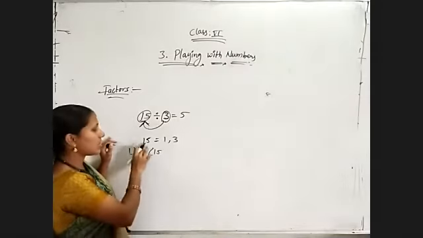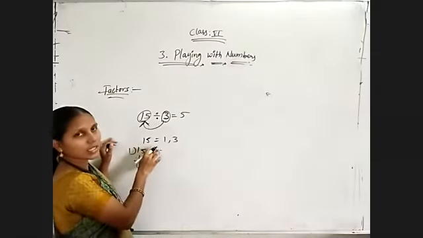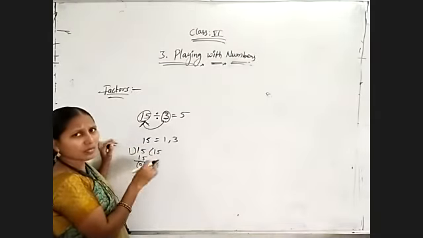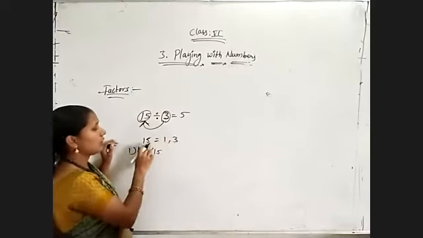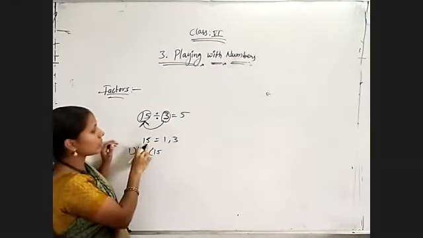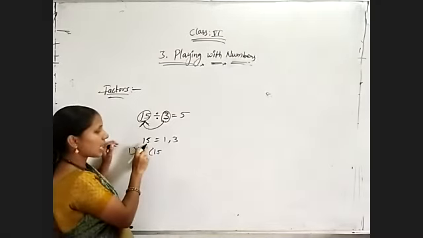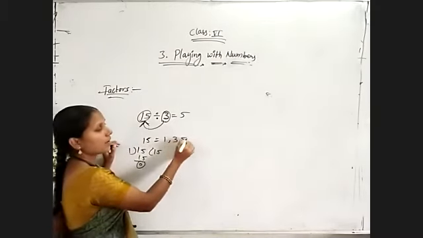Otherwise, 1 plus 5 is 6. Sum of the digits is 6, so it is divisible by 3. Then coming to 4. Are we getting 15 in the 4 table? No. And in the 5 table, the last digit is 5, so it is divisible by 5.